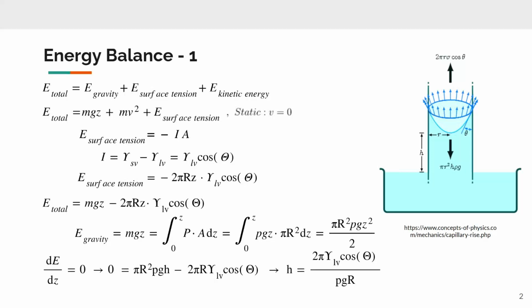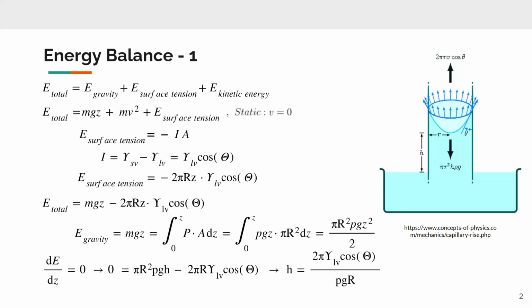Using this, we multiply this value by the area, which we can calculate as 2 pi RZ. Then we plug this back into the total energy equation we had earlier. So now we have mgz minus 2 pi RZ times the value for when it's wet times cosine of theta. But then we decided that mgz is not really a great way to work at this.